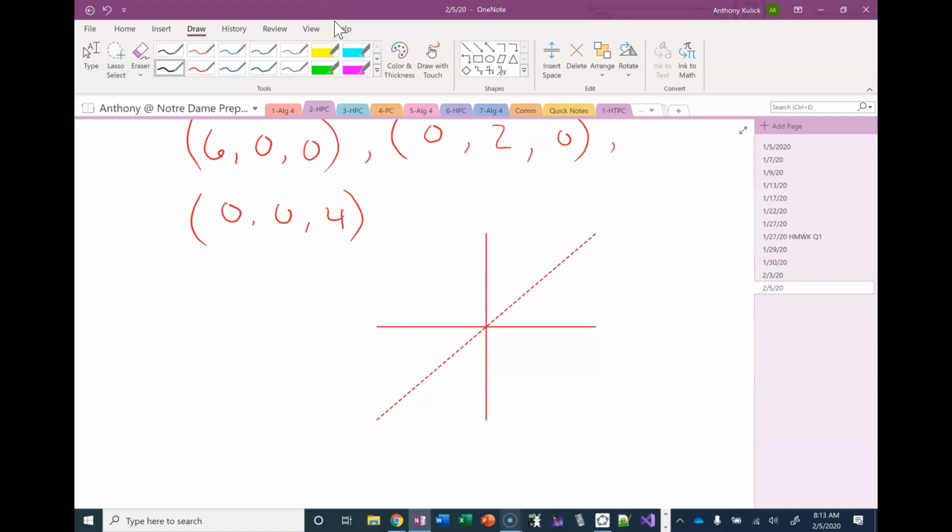So to graph this then, 1, 2, 3, 4, 5, 6, and there's a point. And then 1, 2, there's a point. And 1, 2, 3, 4, and there's a point. So to graph this now, I'm just going to connect those 3 points. And if I shade that, that's the plane that we've drawn. Is everybody okay with that idea?